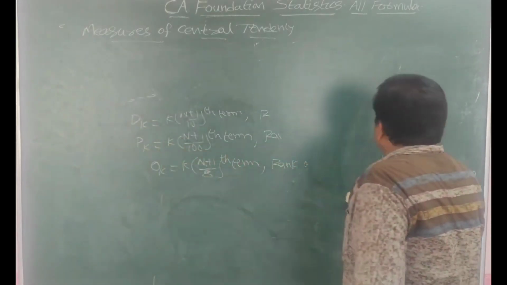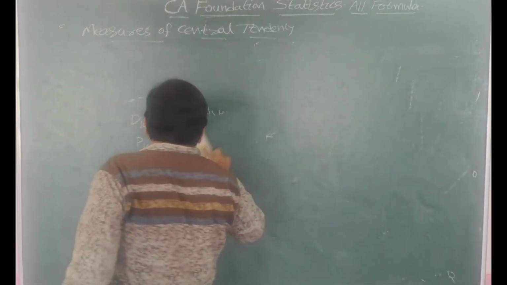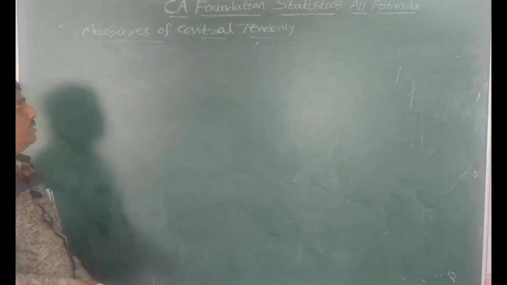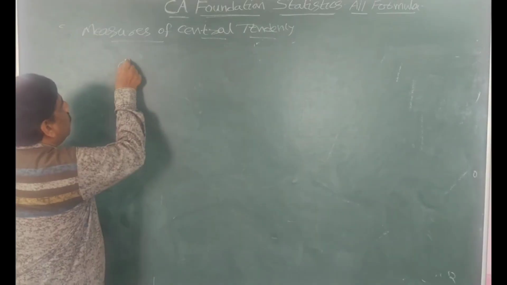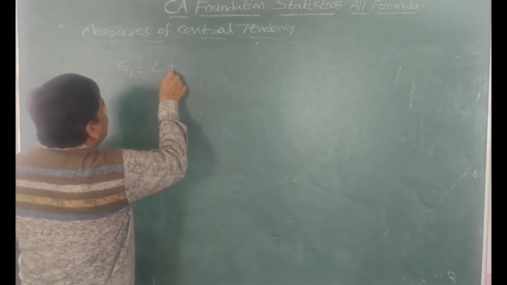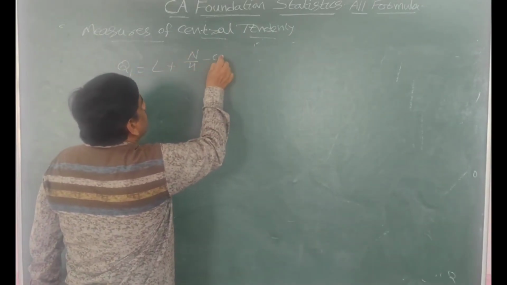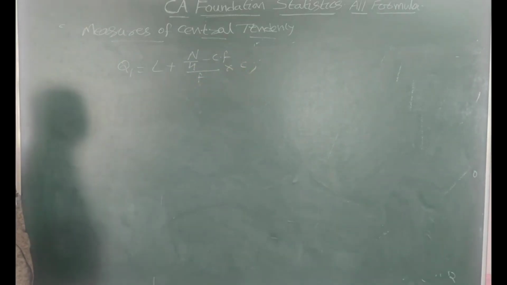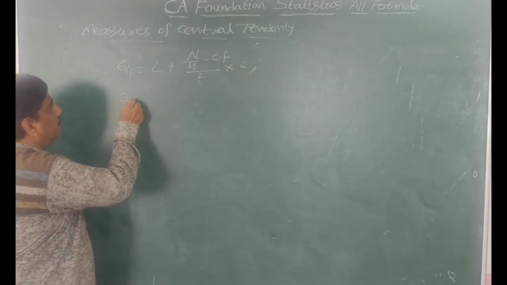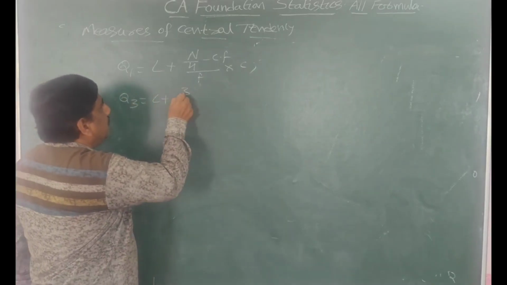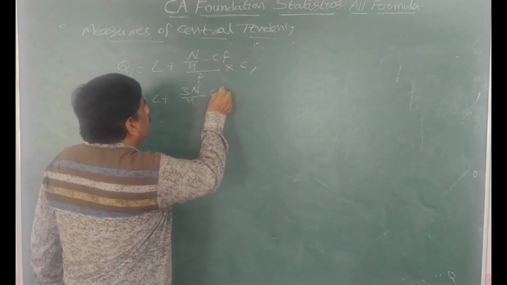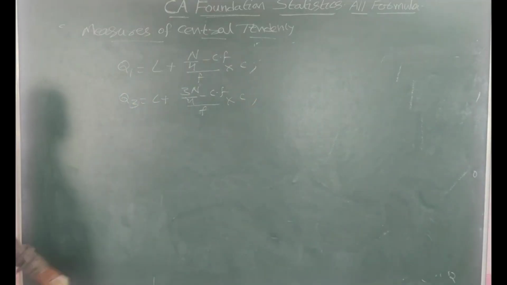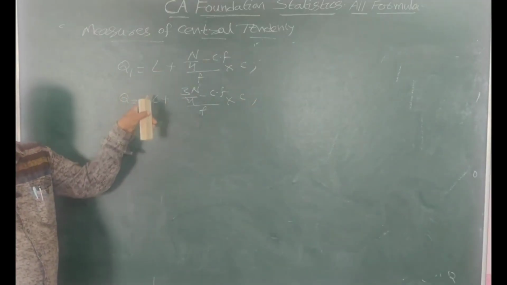For continuous series, Q1 formula. Just like median. Median is L plus n by 2 minus CF by F into C. For continuous series, first quartile formula is L plus n by 4 minus CF by F into C. If it is third quartile, Q3, L plus 3n by 4 minus CF by F into C. For continuous series, it must always be an exclusive series, okay?